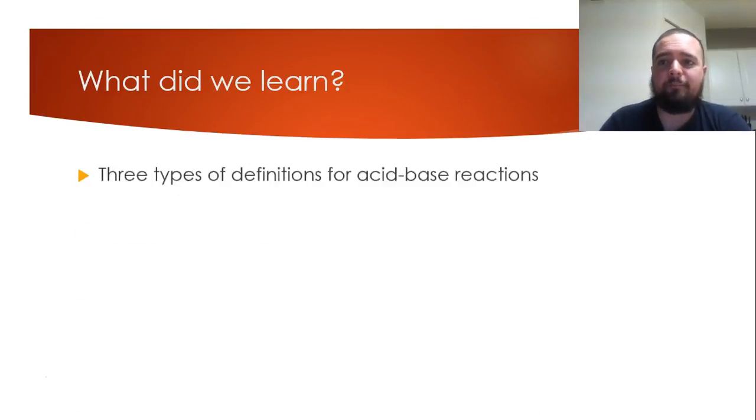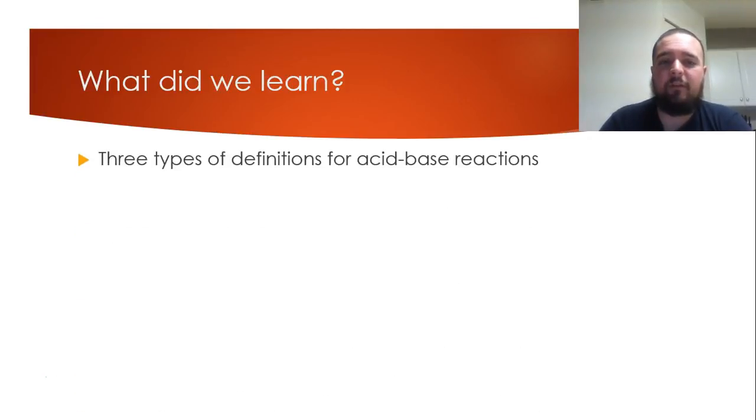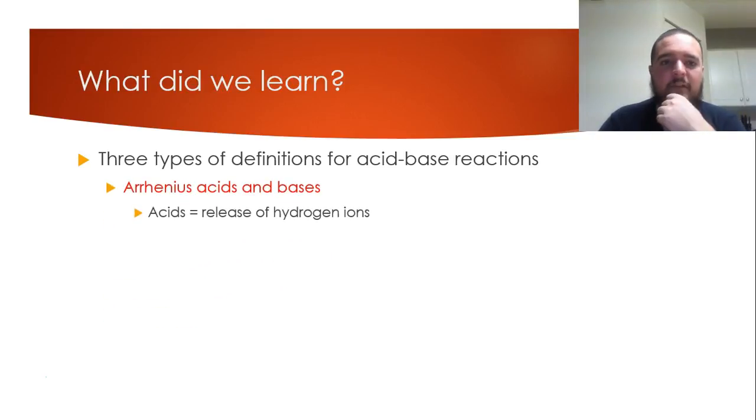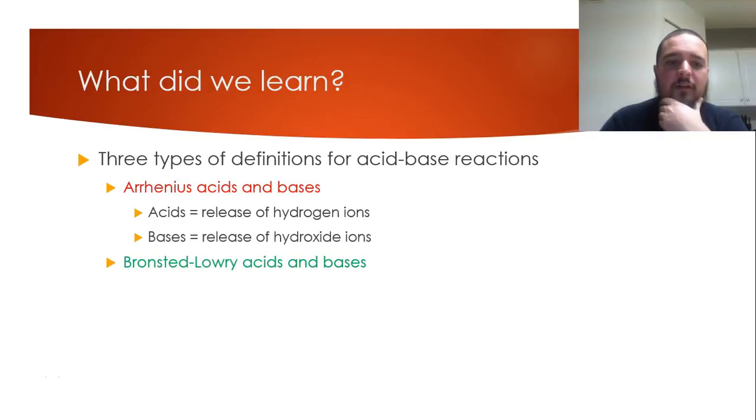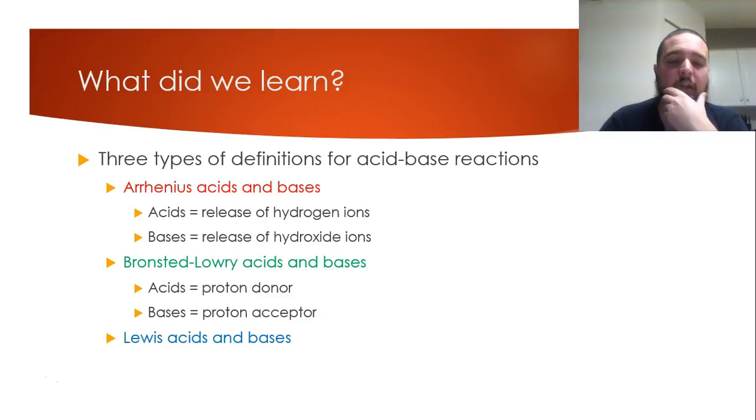So what did we learn today? We learned there's 3 types of definitions of acids and bases. The Arrhenius acids and bases, where acids release hydrogen ions, bases release hydroxide ions. Bronsted-Lowry acids and bases, where acids are proton donors, and bases are proton acceptors. And Lewis acids and bases, where acids are electron acceptors and bases are electron donors.